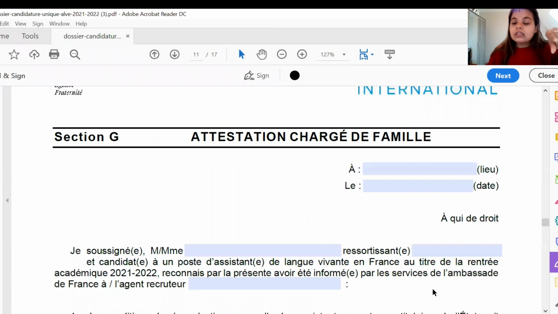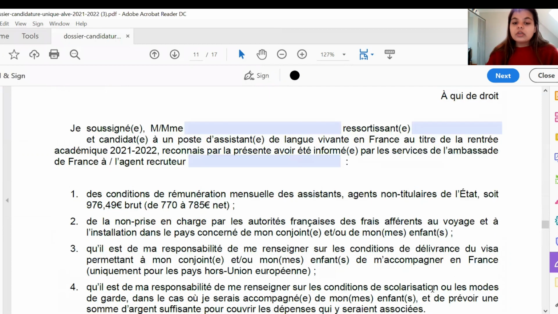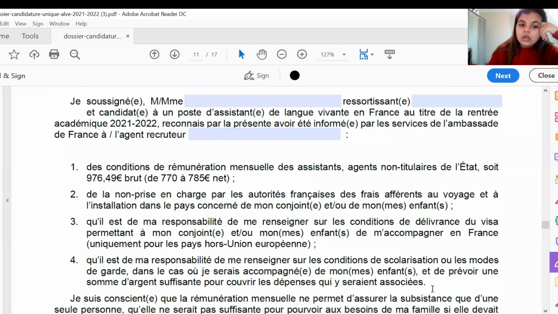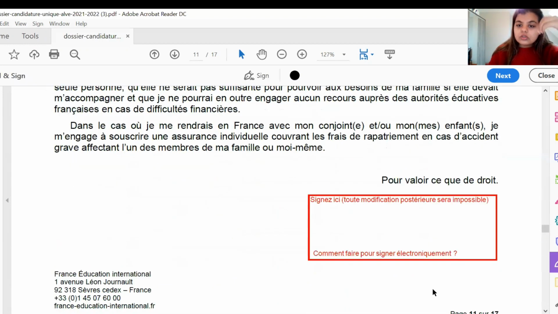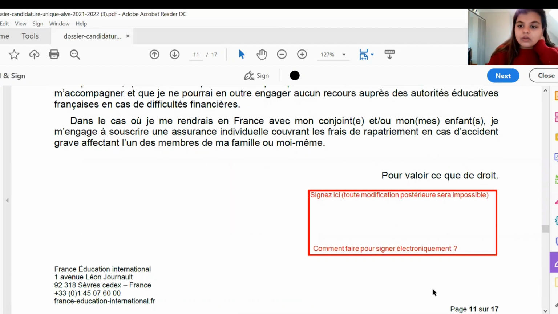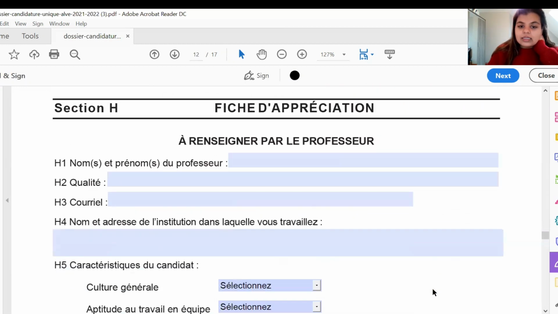This form, attestation chargée de famille, you have to fill only if you're sure that your family will come and you are responsible for them. You will be taking their responsibility. So you fill that form. When I was filling the form, we left this column. So you just read it, go through it once. If you feel like filling it, you do it. Otherwise, leave that column as it is.